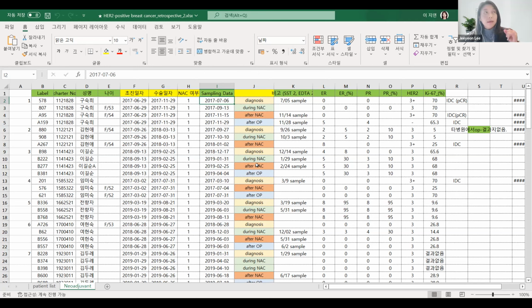And for Delphi and the other proteomics, we need to divide this plasma into 2 or 3 vials. So we need to melt it again and divide it. Yeah, let's see.